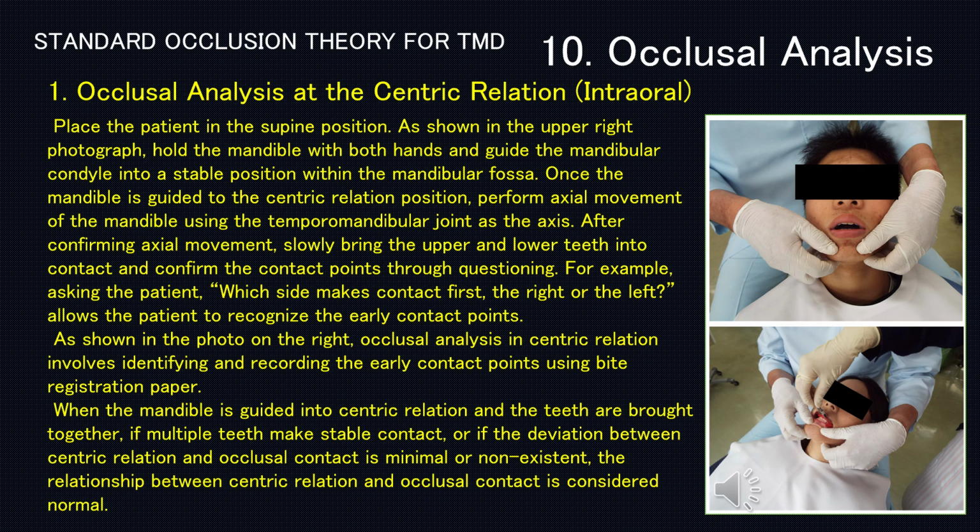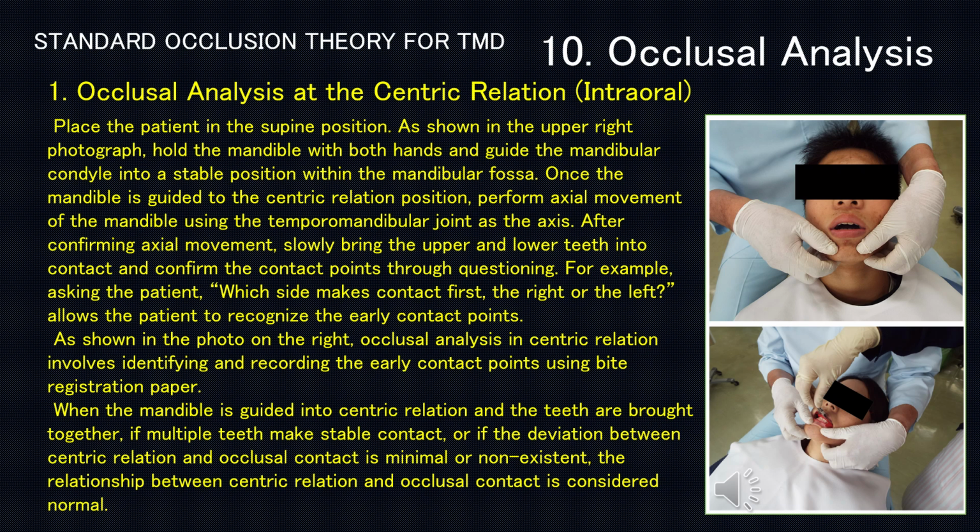Once the mandible is guided to the centric relation position, perform axial movement of the mandible using the temporomandibular joint as the axis. After confirming axial movement, slowly bring the upper and lower teeth into contact and confirm the contact points through questioning. For example, asking the patient which side makes contact first, the right or the left, allows the patient to recognize the early contact points.